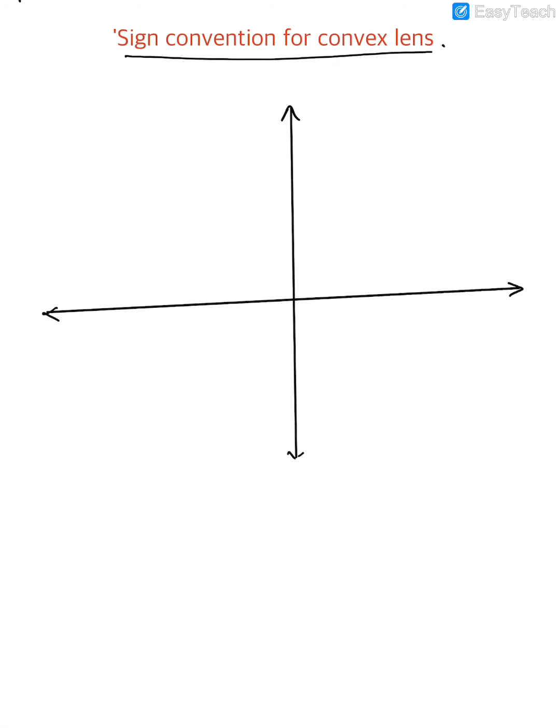So as we know, on the right side it is positive, upwards is positive, left is negative, and downwards is also what? Negative. This point we call as O, that is the optical center, or origin in the graph. Now remember, we are right now learning everything for what? For a convex lens. So these sign conventions are applicable only for a convex lens. You cannot apply them to the concave lens.